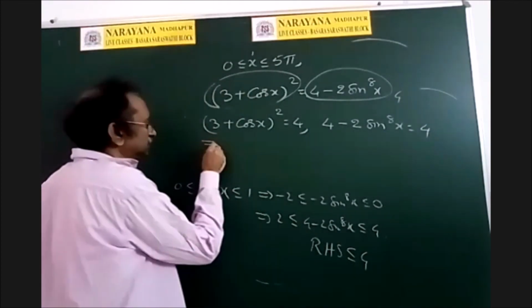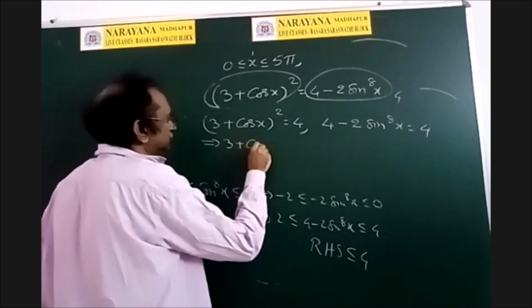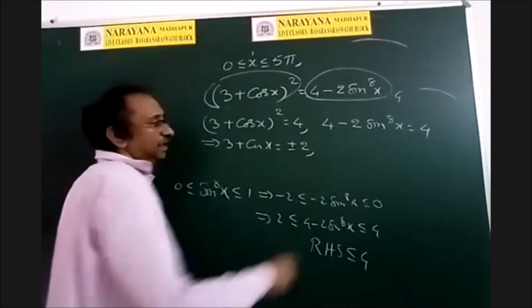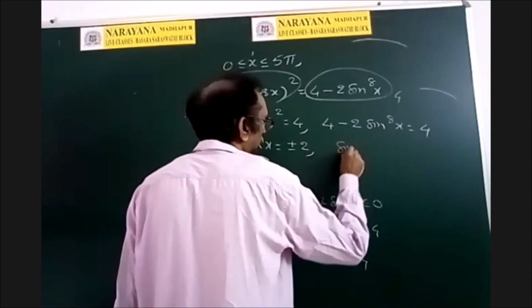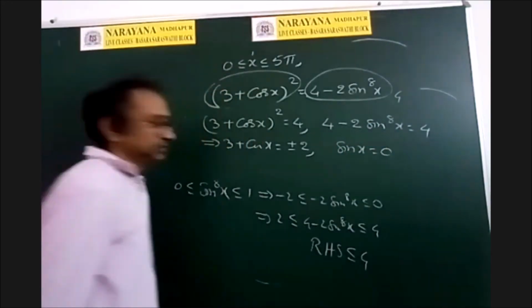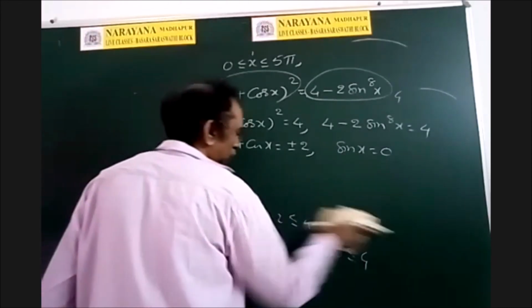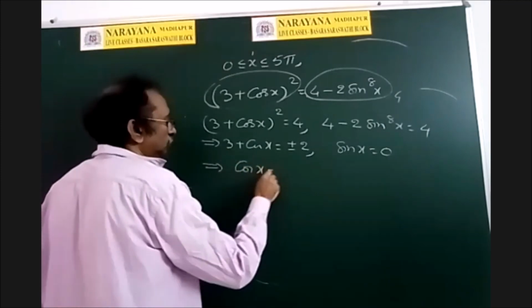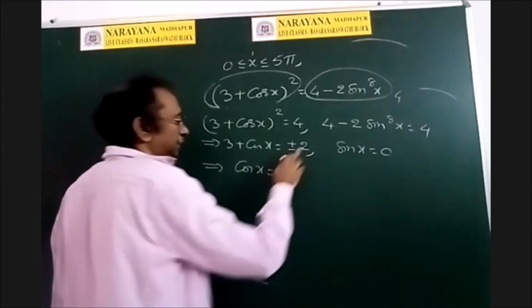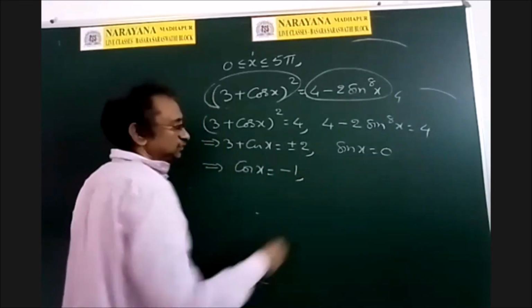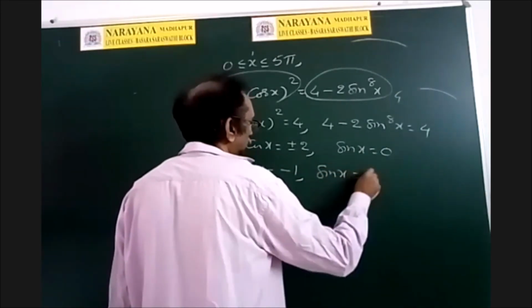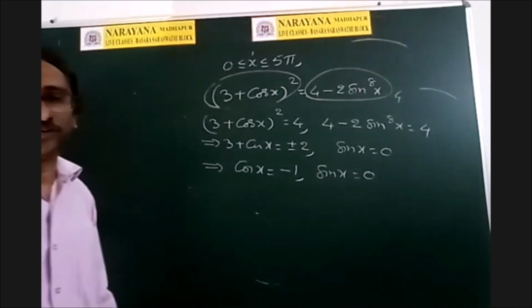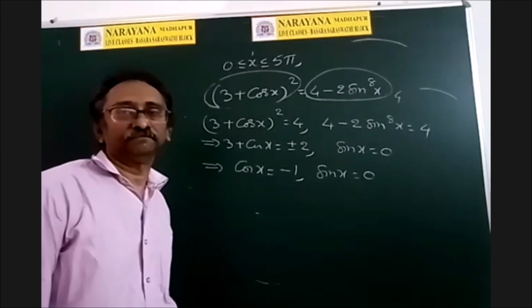Both must be equal to 4. Therefore 3 + cos x is equal to the square root, that is ±2, and in the other one, 4 means this term is 0, so sin x must be equal to 0. And therefore cos x is equal to what? cos x equals −2 − 3 = −5, which cannot happen, or 2 − 3 = −1. So sin x is equal to 0 and cos x is equal to −1. Where does it happen? Now you tell me.